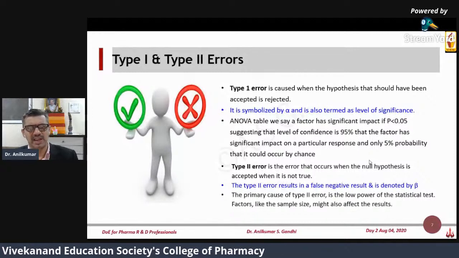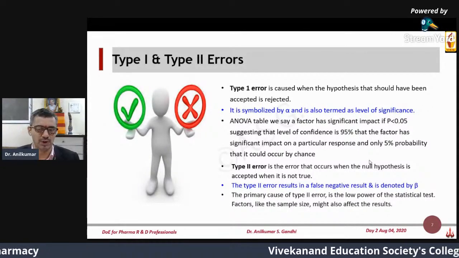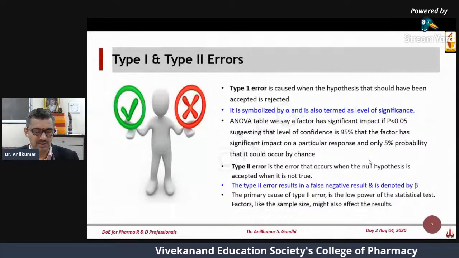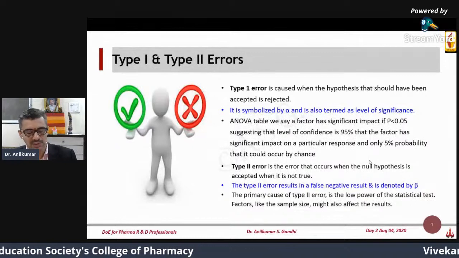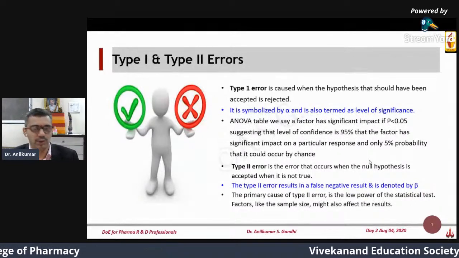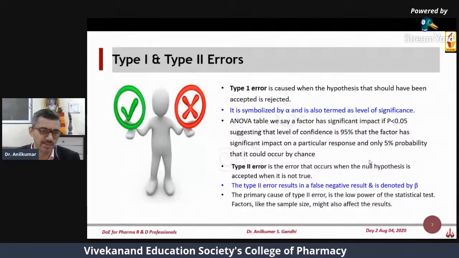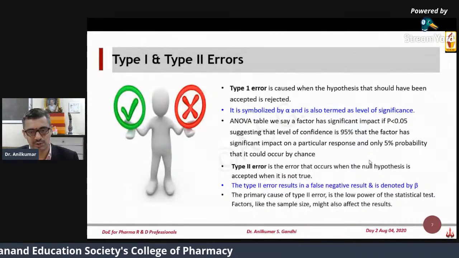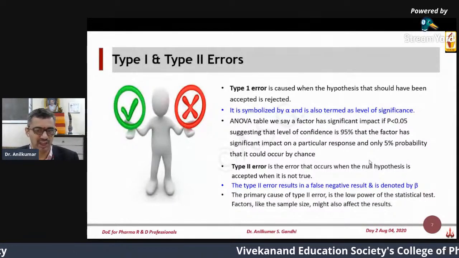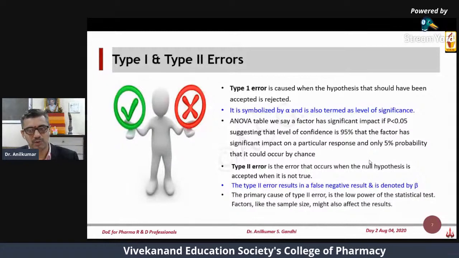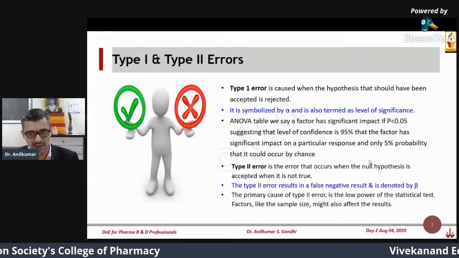Type 2 error is an error that occurs when the null hypothesis is accepted when it is not true. So you are actually supposed to have a negative effect, which means, let's say you have an MCC which is not going to impact your dissolution, but you say that MCC does impact the dissolution. Now, why does that happen? That happens because of type 2 error. Now, what is the type 2 error called? It's a false negative result, and it is denoted by beta.